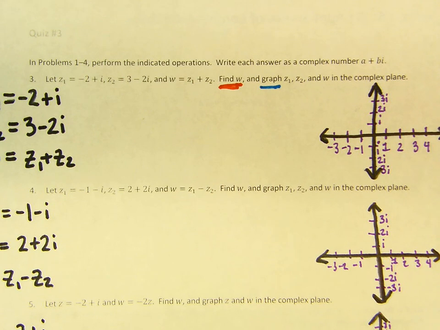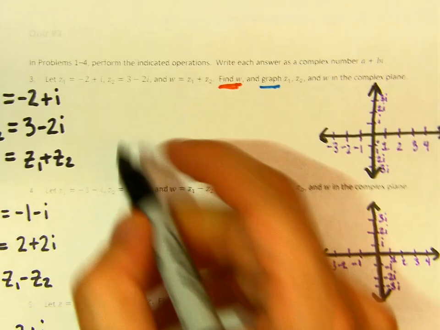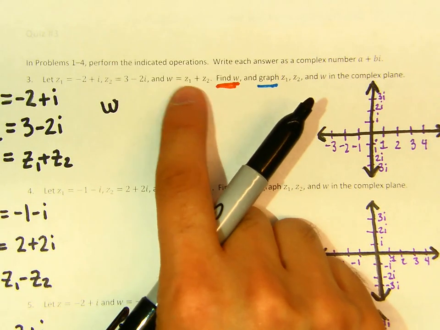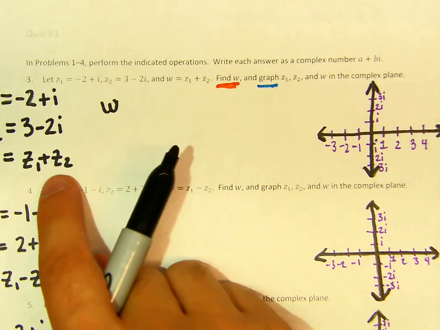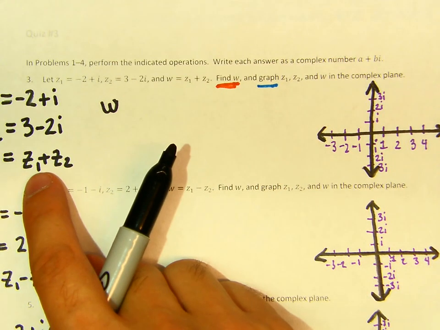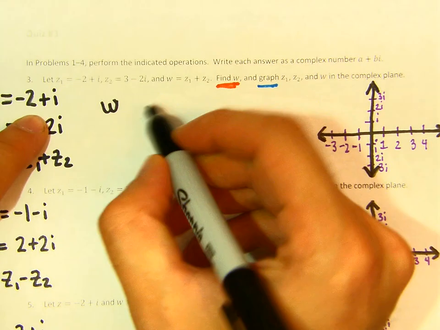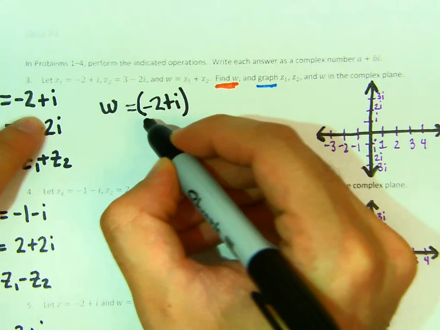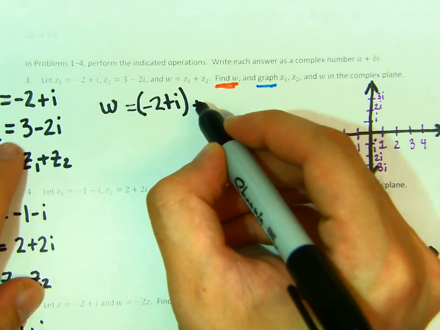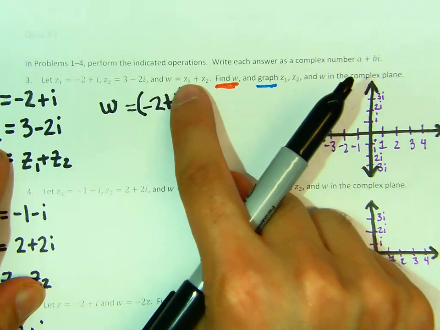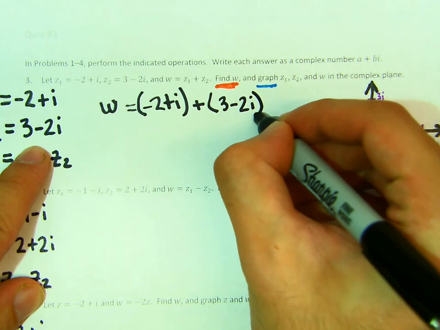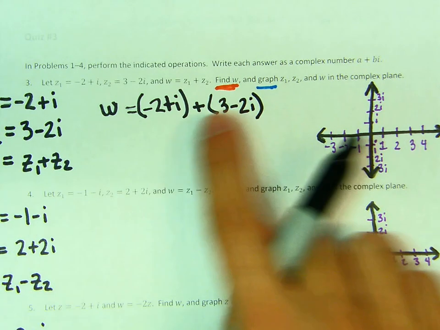So the first thing is, let's calculate w. So w, well, what is w? w is z sub 1 plus z sub 2, right? So it's just saying that you take this z sub 1, which is negative 2 plus i, and you're going to add it with z sub 2, which is 3 minus 2i. Okay? That's all you're doing, it's just adding.